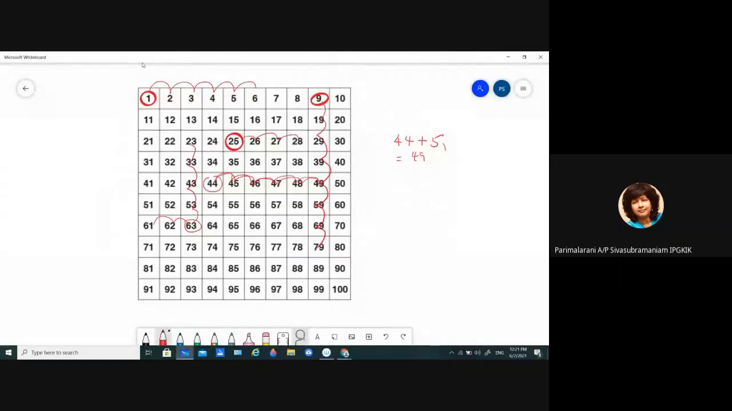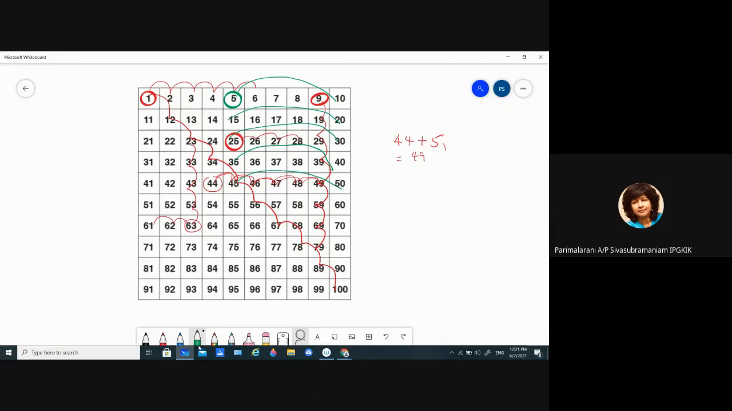So children can see patterns already when they count. From 1, count on in 11s. So 1, 12, 23, 34, 45, 56. Okay, in this way, children can see patterns. Count on or skip count in 5s. Begin from 5, count on in 5s: 5, 10, 15, 20, 25, 30, 35, 40, 45, 50.